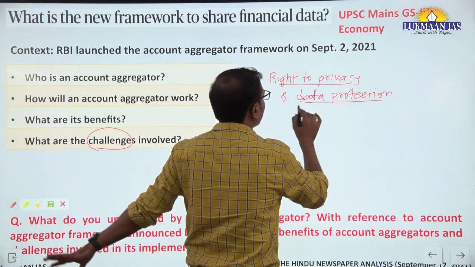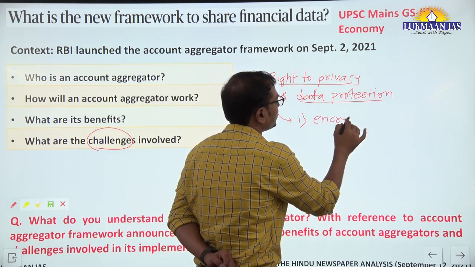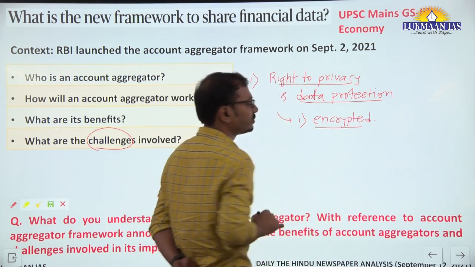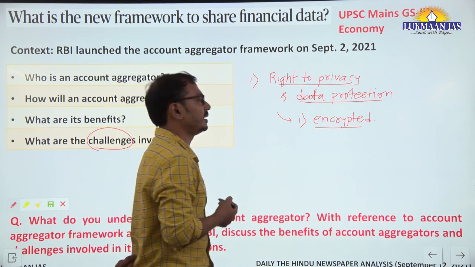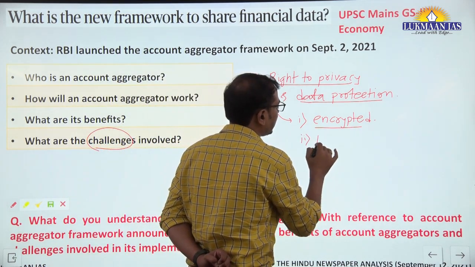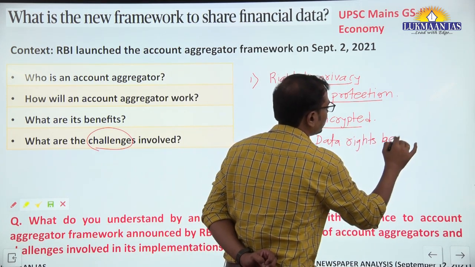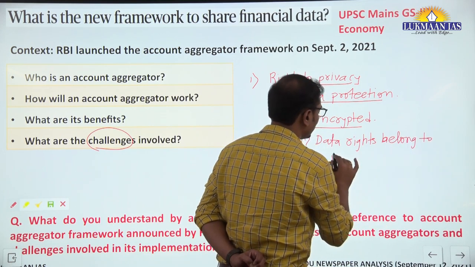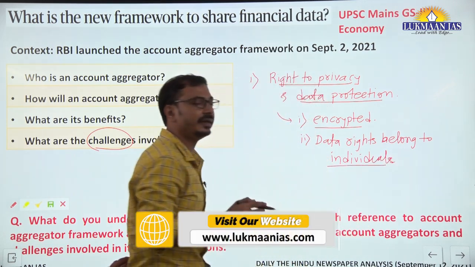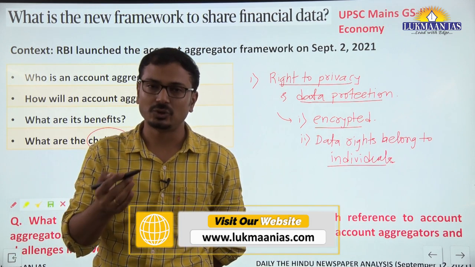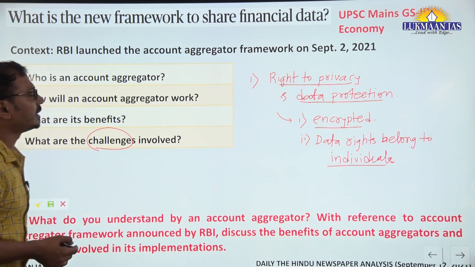Under this particular framework, there are two safety measures. One is that all the data transfer will be in encrypted form, and this is a good thing to ensure data privacy. Second is that the data rights belong to the individual. So the individual can at any time ask the account aggregator to delete their own data. This is also a good thing, the right to be forgotten.